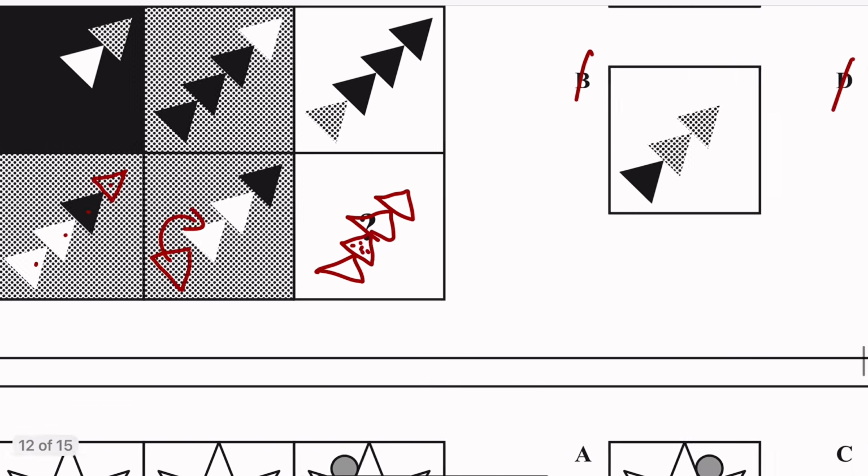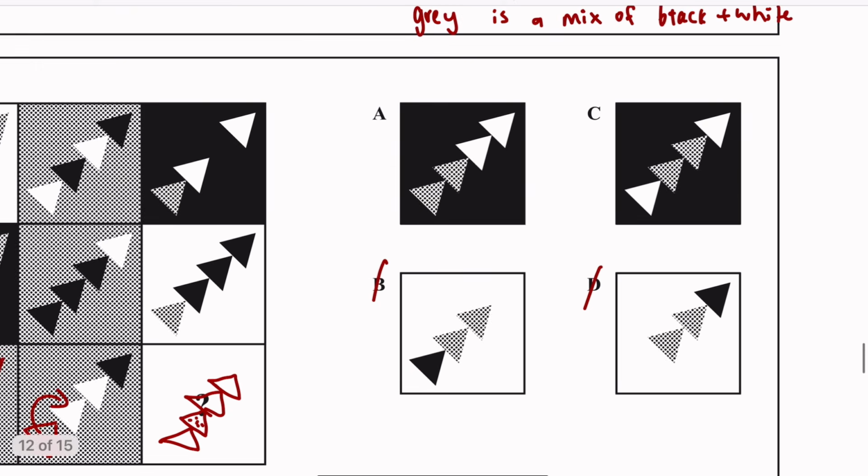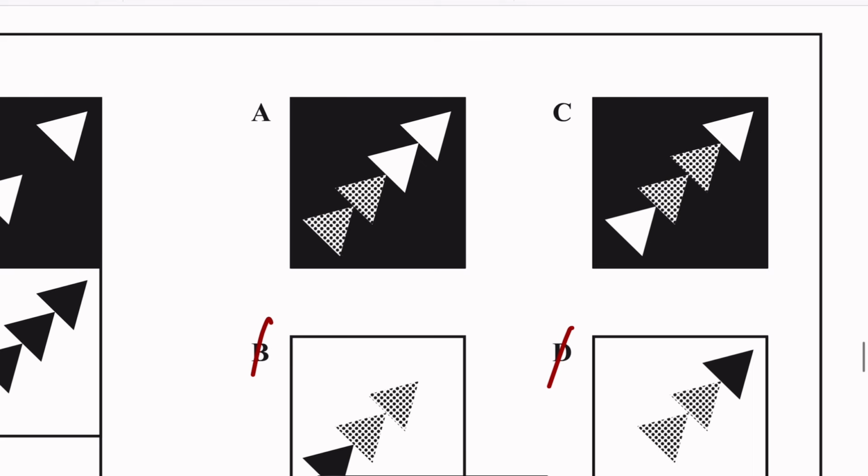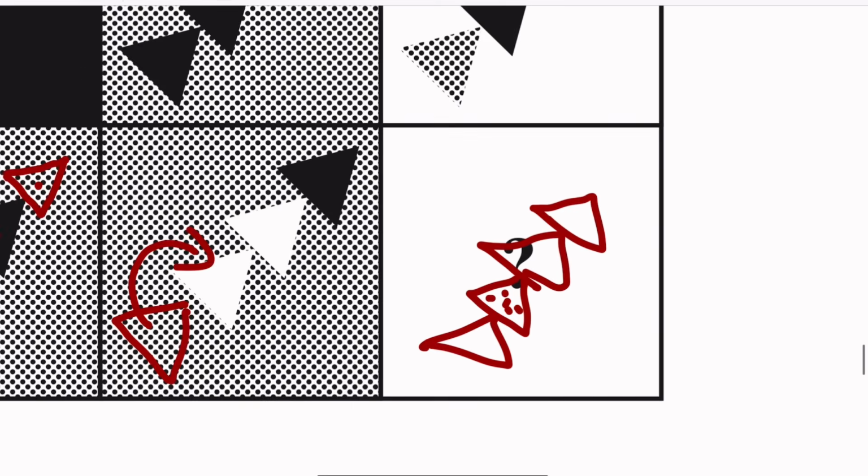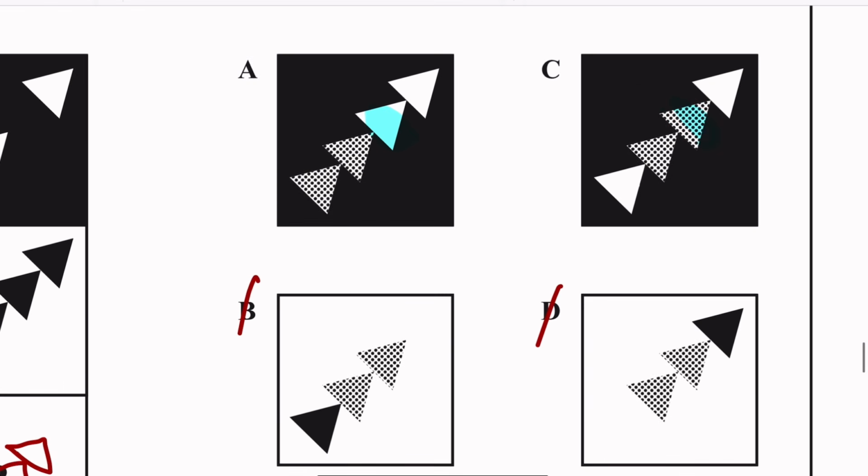So where's a dotted triangle in the third position? Which one has that? Both A and C have it. So maybe let's look at the second triangle, because that seems to be the biggest difference, okay? We notice here that this triangle over here is going to move 1 up. So the second triangle here is going to be white. It should be white. So which one has that, A or C? A does. So A is our answer, all right?